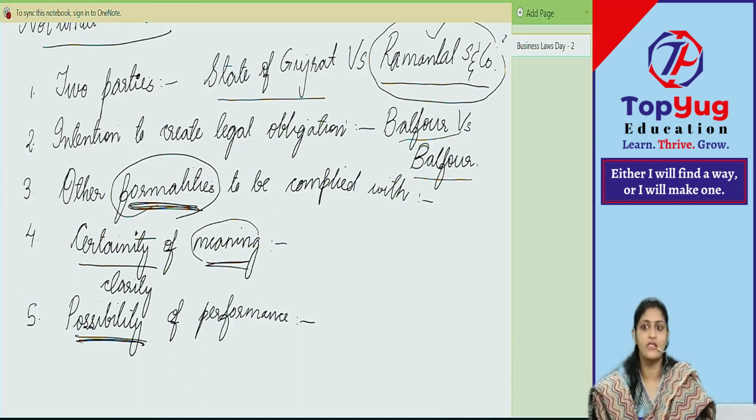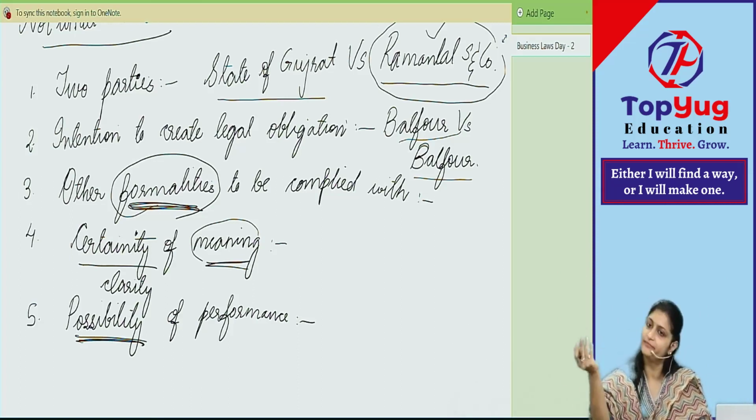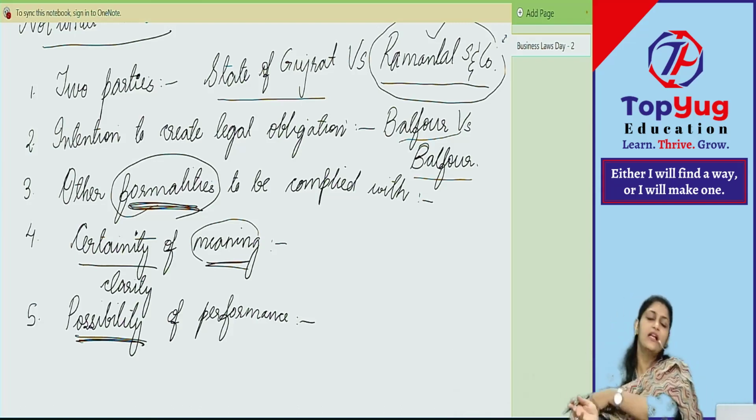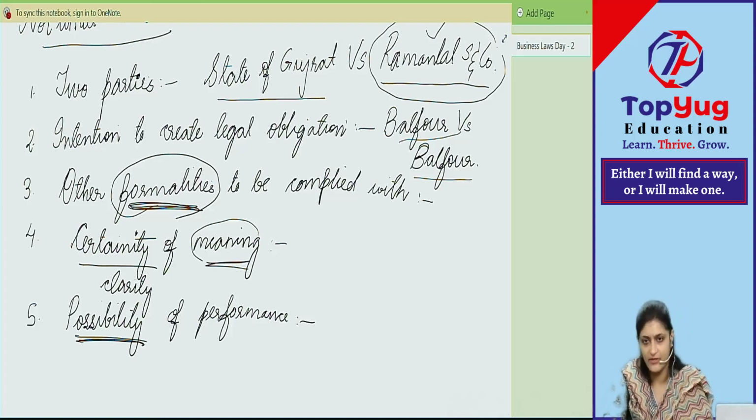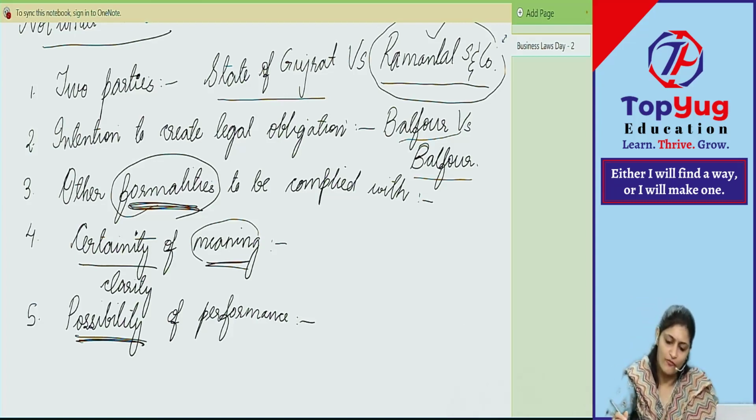Legally also, if it is impossible, what are the things which are legally impossible? Say murdering someone or robbing someone, all those things. Maybe you are saying I can do that, but is it legally possible? Legally, is it possible? No. Why is law telling you you should not do it? Legally impossible. Humanly impossible, legally impossible, it is not a valid contract. Clear with this, everybody? So, possibility of performance.